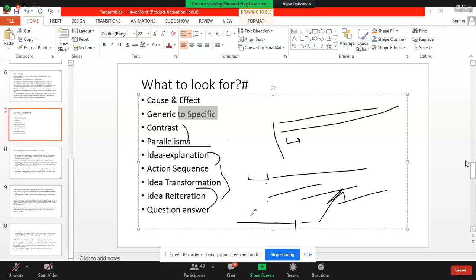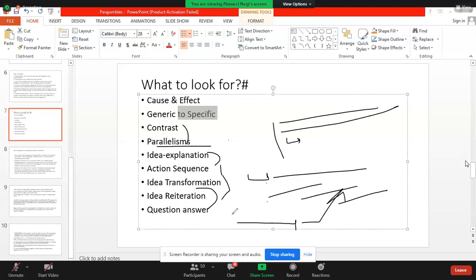Now, you see, there's a word indeed. So first you made a point that the vaccination rollout in India is painfully slow. And then you emphasize this point by saying indeed, and then you give some evidence or statistics to support your argument. So that is idea reiteration.